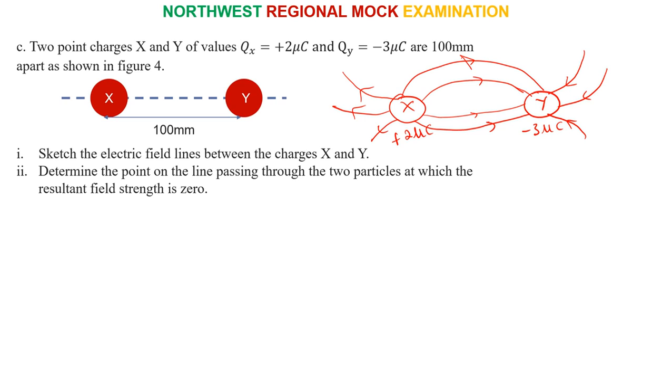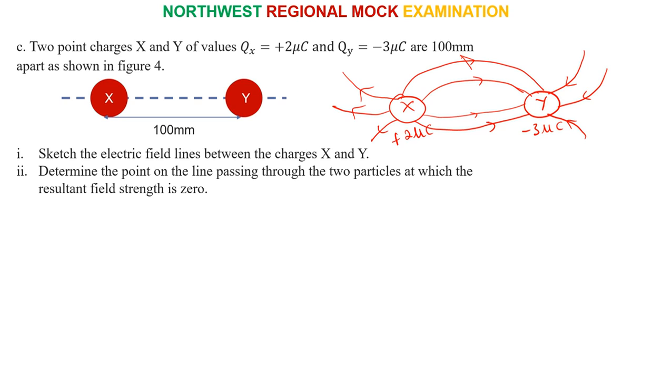Okay, so that's how the diagram will look. We see that in between the two charges there exists no point where the field strength is 0. Now we have to determine the point on the line passing through the two particles at which the resultant field strength is 0. Since the field strength cannot be 0 within, we can have a neutral point only outside of the charges.